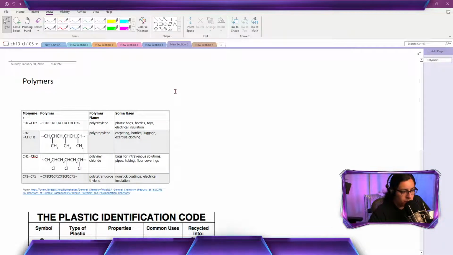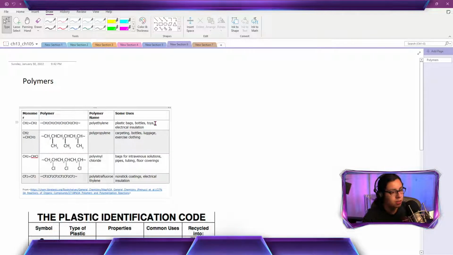So let's look at polymers. Polymers are generally alkene monomers that are stitched together using polymerization reactions, reacting them through that double bond to create these polymer chains. So for example, you have polyethylene. That's one of the more common ones.